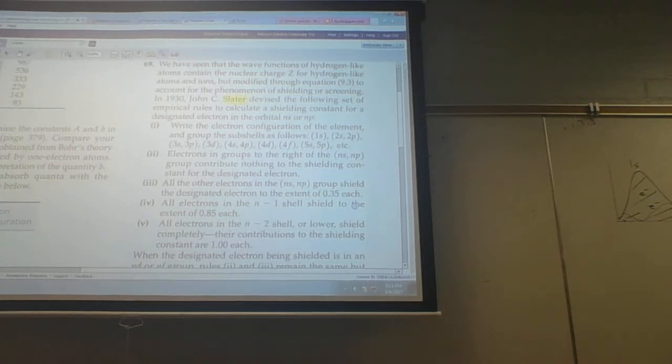In this case, if this is n equals 3, then that would be n equals 2, n equals 1. But if this is n equals 5, this would be n equals 4, this would be n equals 3, 2, and 1. But we don't have to pay attention to these numbers. You don't have to memorize these numbers. We're just going to come up with a crude qualitative comparison. Inner shell electrons are very effective at shielding, between 1 and 0.85, right? Same shell electrons are poor at shielding.